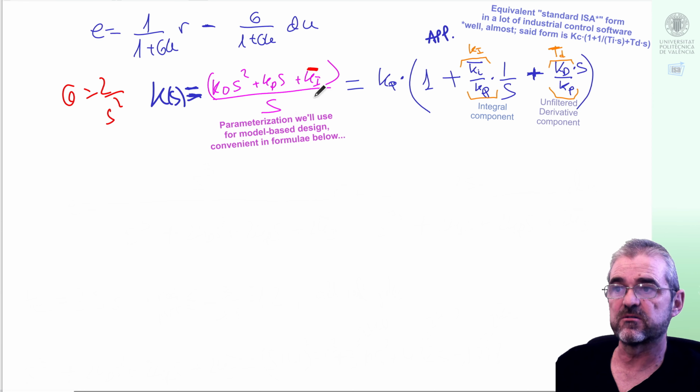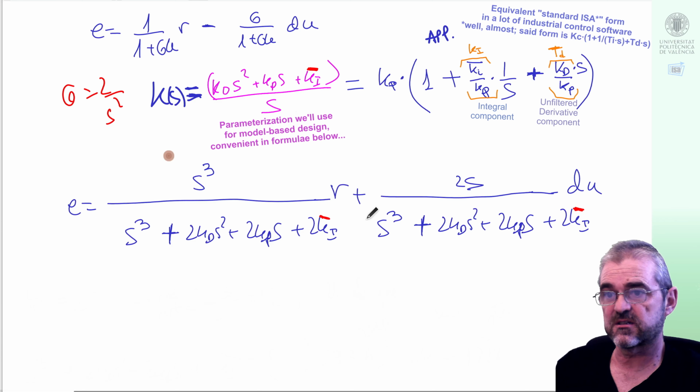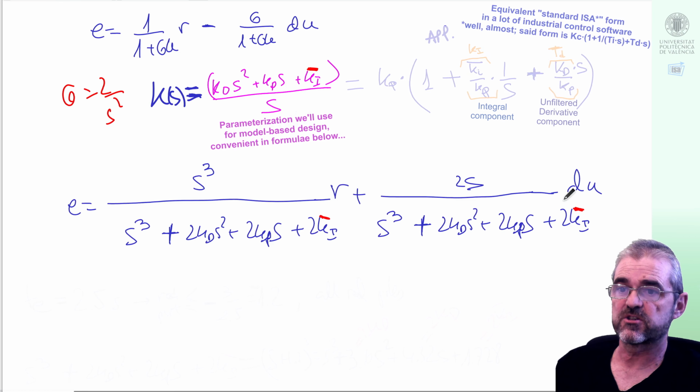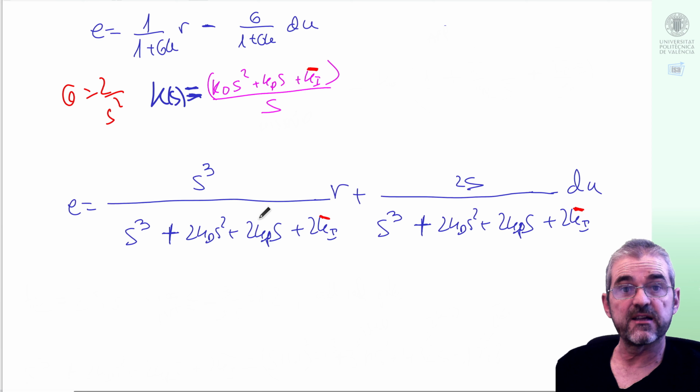I leave to you as an exercise to replace G and K in here. As G times K has s cubed in the denominator, you should multiply everything by s cubed to remove denominators and reach this nice and pretty expression for the closed-loop error transfer functions. So we need to analyze if we can meet our required specifications.